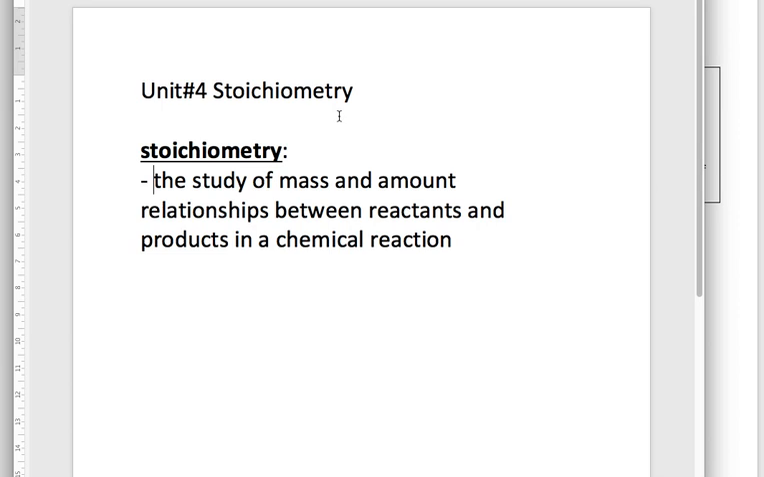So just make sure you use this word stoichiometry a lot in your language as well. And when I'm saying it, you'll understand what it is. In general, that's all we're doing all the way through this unit.